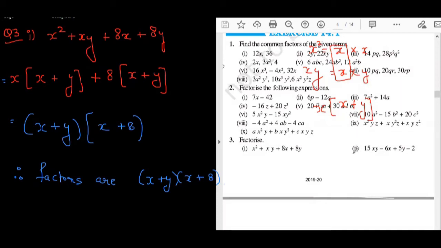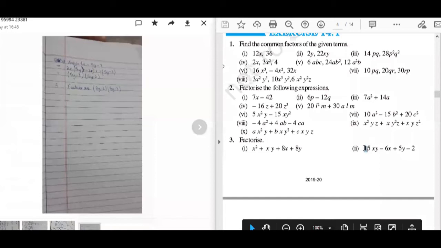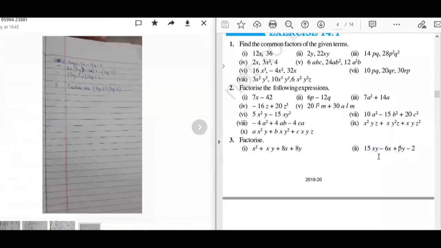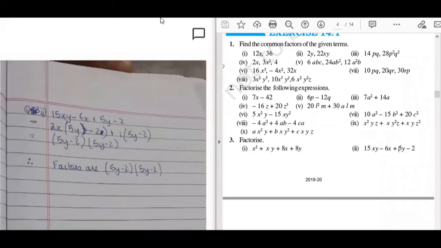Quickly do the second part and send it to me right now. So in second part, 15xy minus 6x plus 5y minus 2. So remember one thing, this is the crucial moment. If both the brackets are same, that means you are doing correct. If both the brackets are not same, that means you are doing incorrect. Is this thing clear?